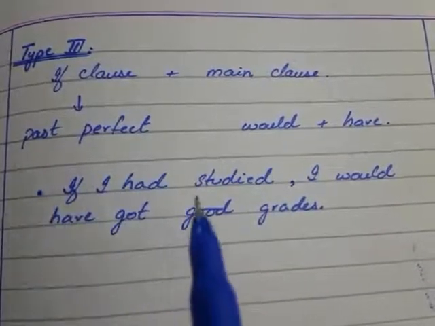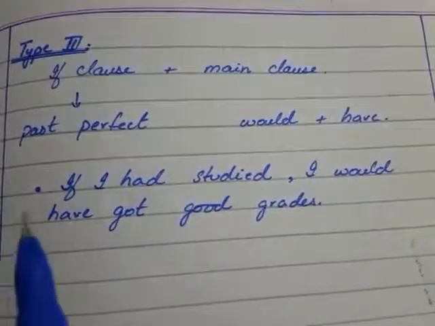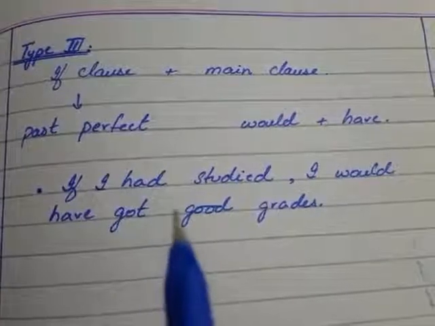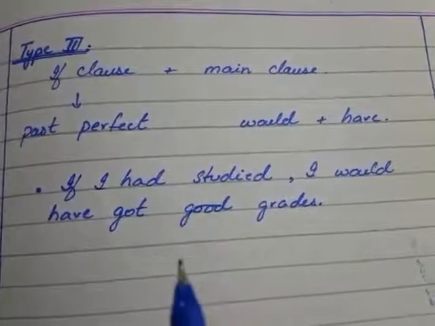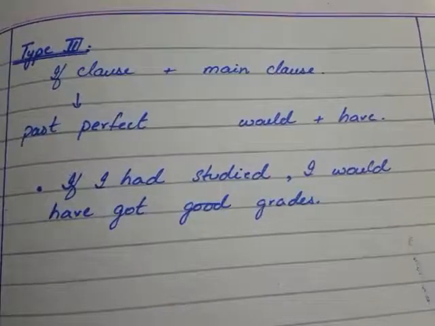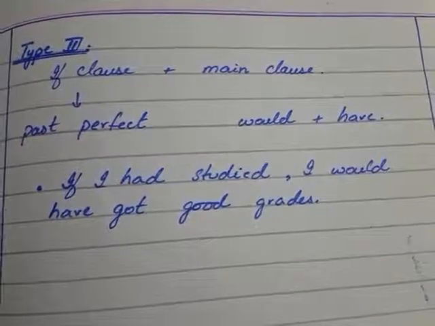If something different had happened in the past, then the outcome in the present would have been different. So this type of a sentence is used to show that if something different had happened in the past, then the present circumstances would have been different.